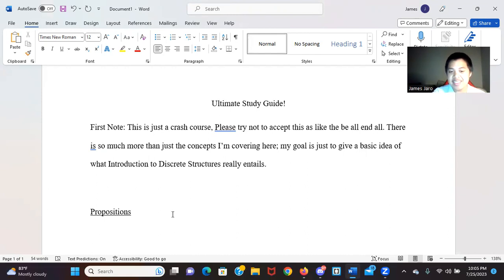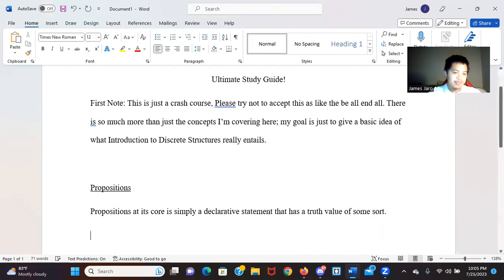But the idea is this: a proposition, at its core, is simply a declarative statement that has a truth value of some sort. It seems simple, but there might be a little bit of confusion. So first off, what do we mean by truth value?